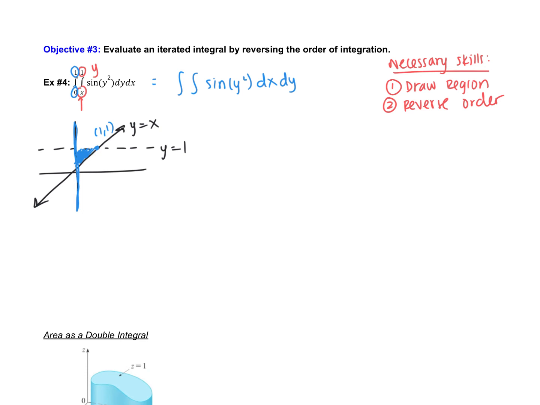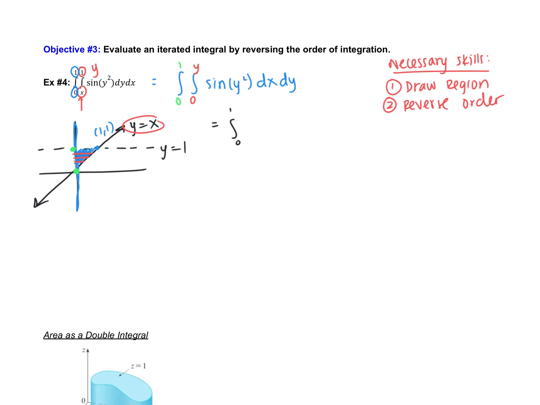Okay, so if we want to integrate with respect to x first, that means we're going left to right. So we go from x equals 0 to our line, x equals y. And then for our y limits, at this point right here, y is 0, and then we go to y is 1. Okay, so we reversed our order of integration. Let's see if that helps us at all.